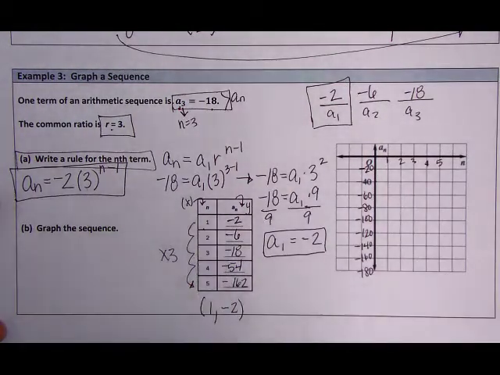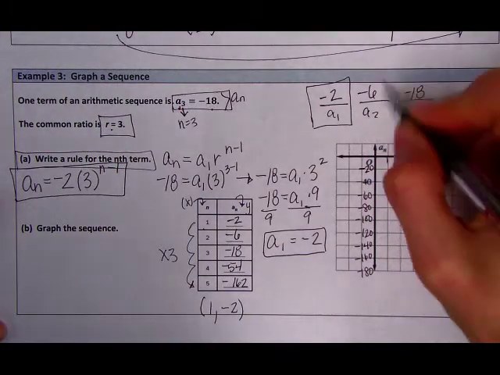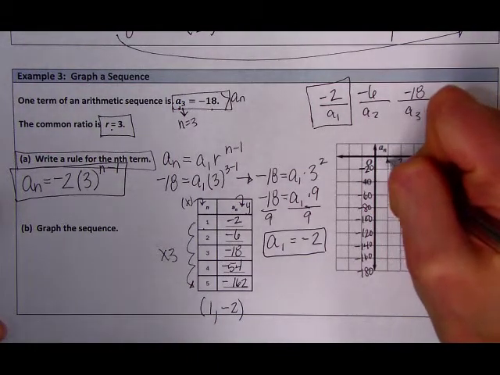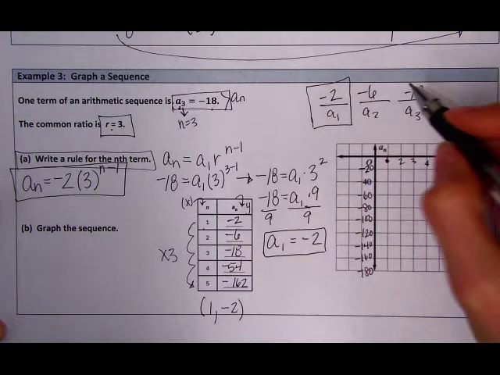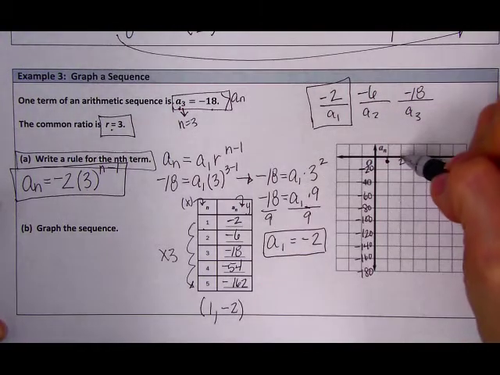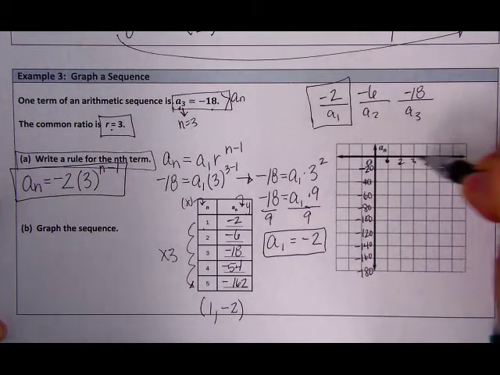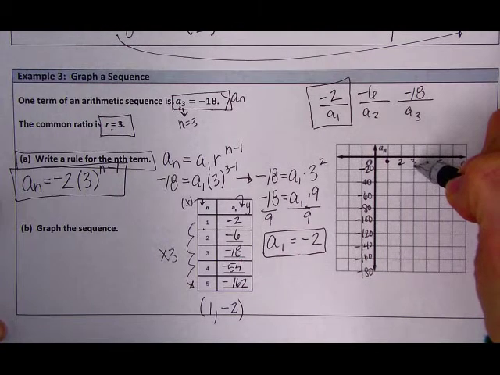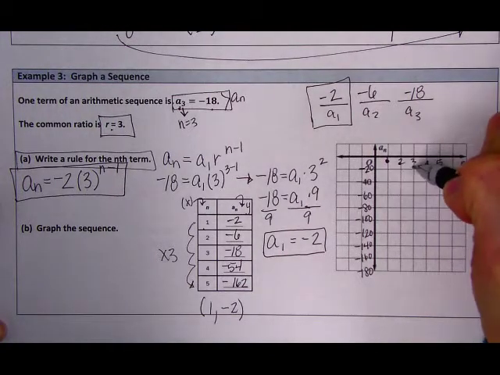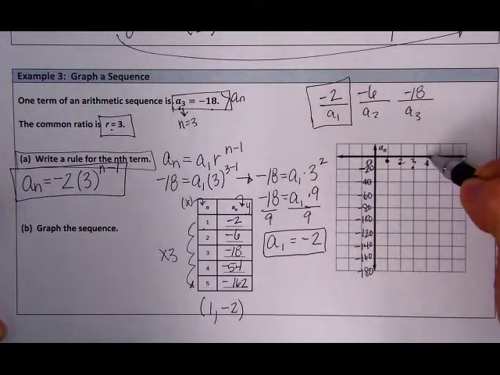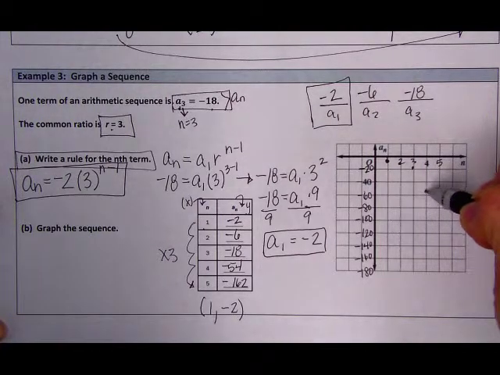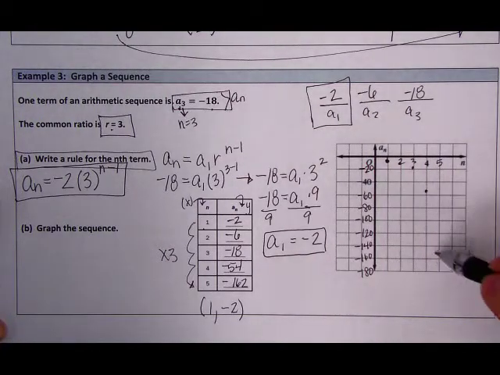So my first point is 1, negative 2. Well, 1, negative 2 is going to be really close to the x-axis. 2, negative 6 is going to still be close to it. 3, negative 18 is going to be closer to the negative 20. 4 jumps to negative 54, which will be a little bit closer to the negative 60. And 5 obviously jumps to negative 162, which will be way down here.